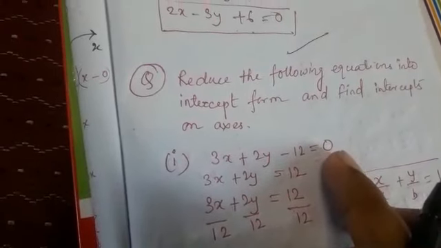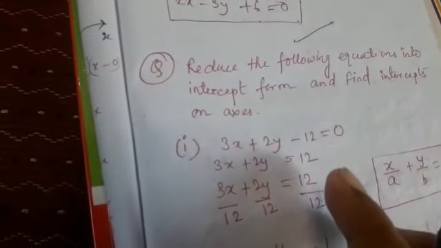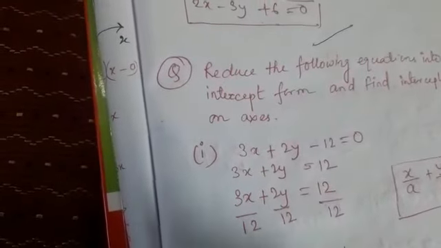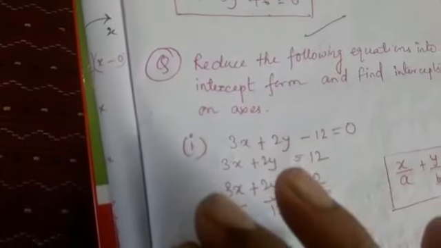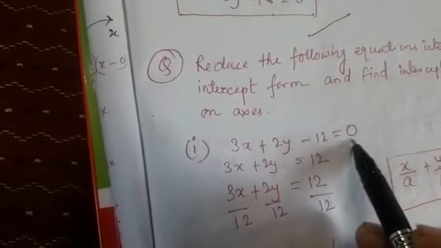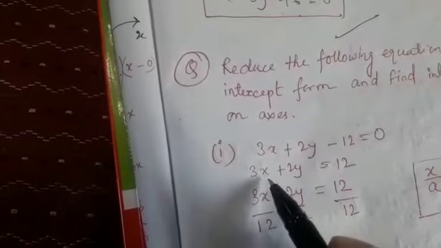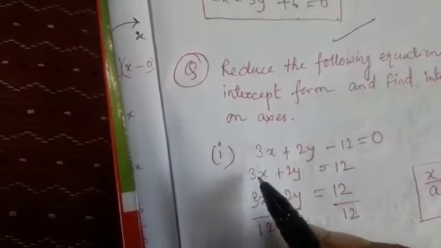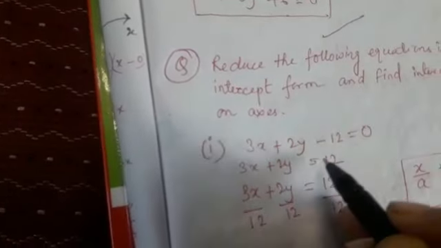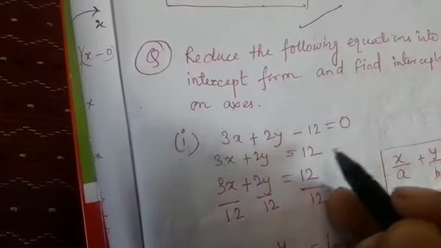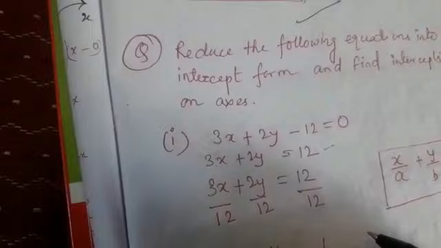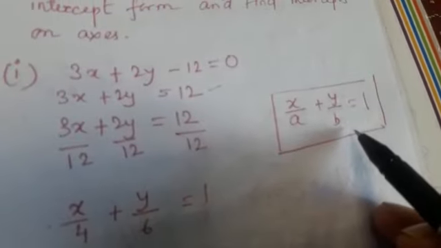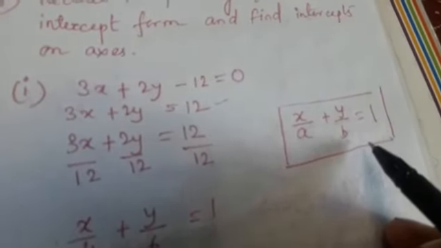Fine. So the first thing you are going to do for this type of sum is keep x and y on one side and the constant on the other side. So we will write the given equation as 3x plus 2y, and we will send this minus 12 there, so it will become plus 12.